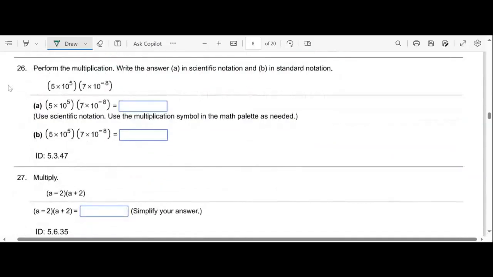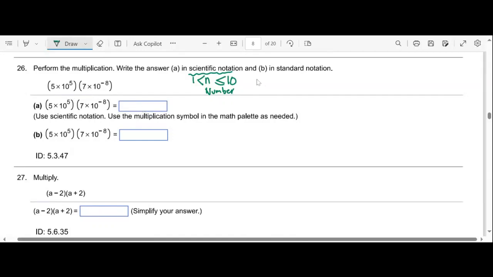26. Perform the multiplication. Write the answer in scientific notation. And we know that in scientific notation, the number has to be greater than or equal to 1 and less than 10. Okay, that's the power. This is the power. Actually, this is the number itself. This one is the number, n is the number.